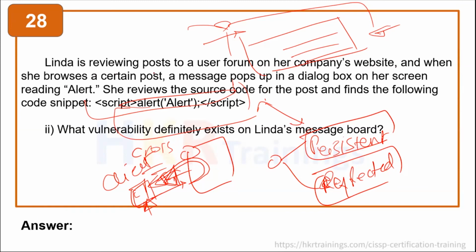What happened in this case? There is a blog post where somebody has posted a script. So it is user based, and it is persistent because it is stored on your web page, and every time somebody visits that web page, this script will get executed. Hence it is persistent. And the kind of vulnerability which exists in Linda's message board is cross-site scripting.